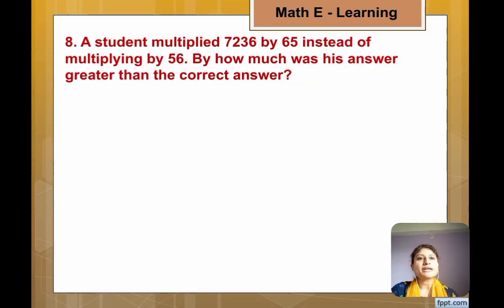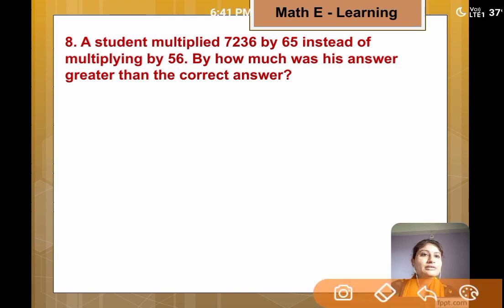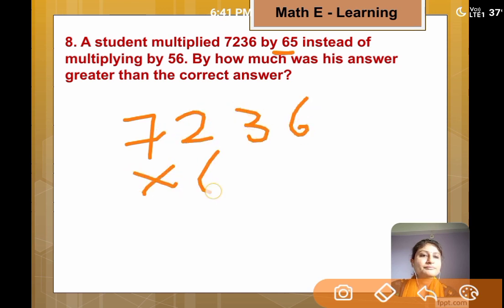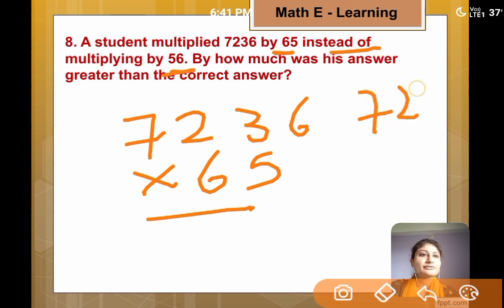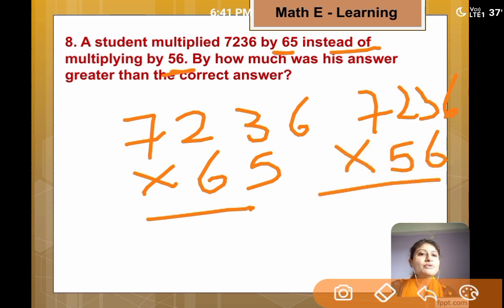A student multiplied 7,236 by 65 instead of multiplying by 56. That means the student has made a mistake. He had multiplied with 65 instead of 56. So here you have to find answers of both these multiplications. By how much was his answer greater than the correct answer?